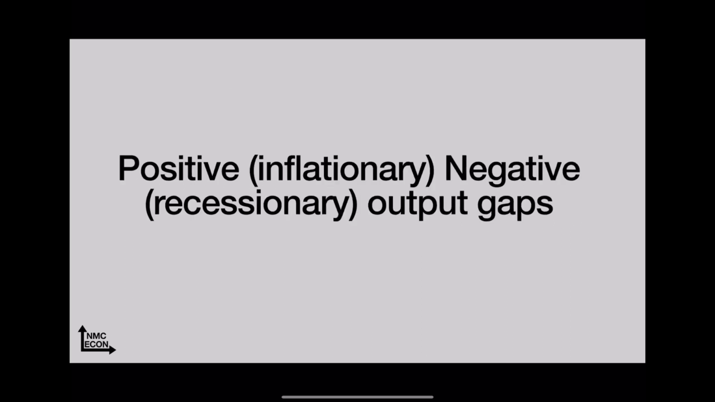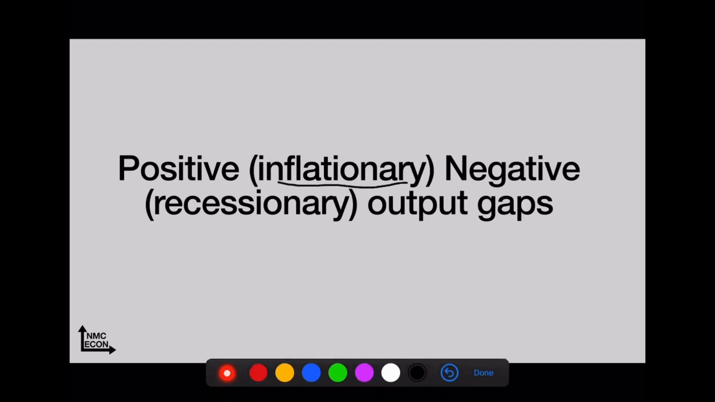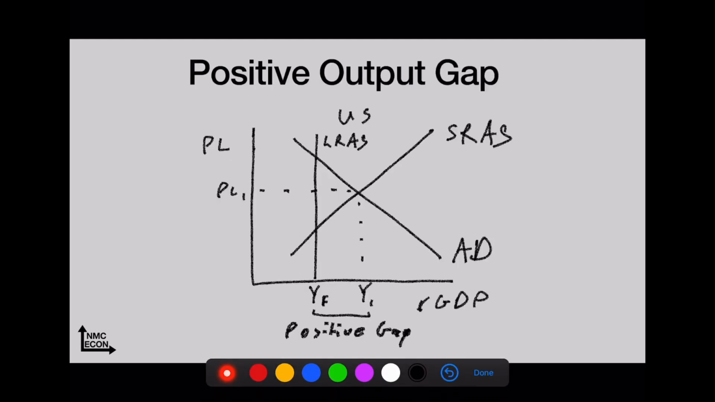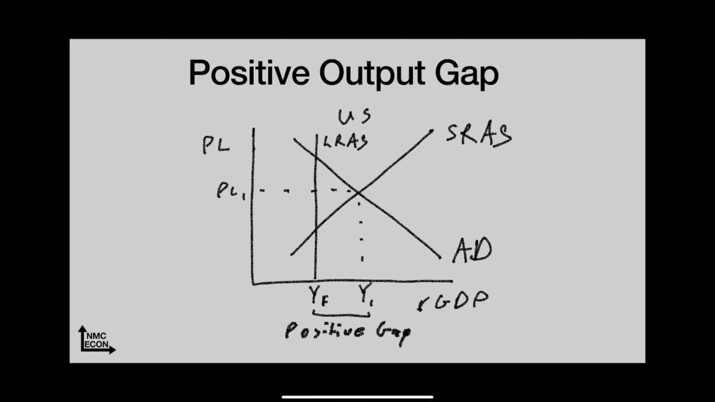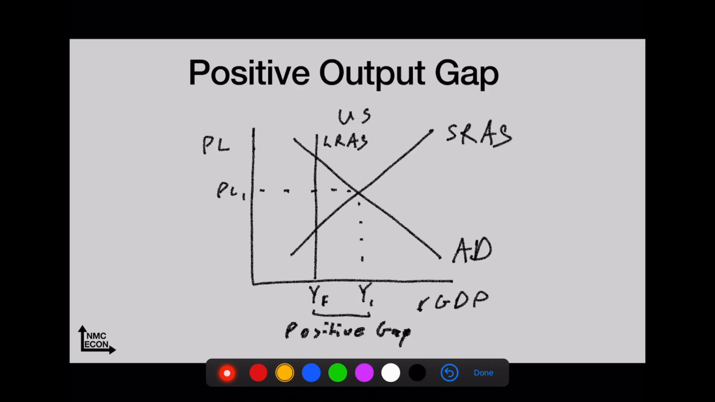Positive and negative output gaps. Sometimes these are called inflationary for positive and recessionary for negative. Cool, we get to graph. This is a positive output gap. Notice a couple things. It shows price level on the Y, our GDP on the X.